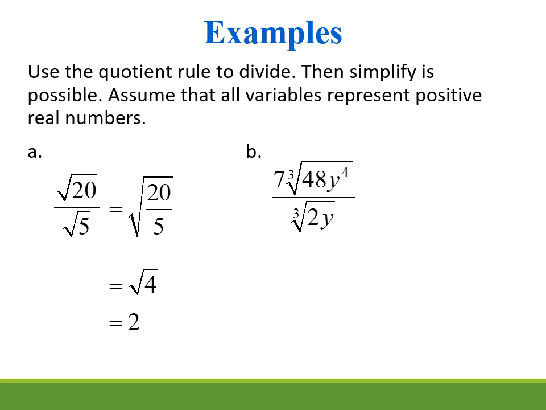If you chose to keep it as is, you could simplify the square root of 20 over the square root of 5. And we've done this before.